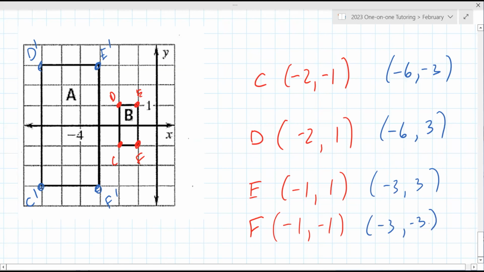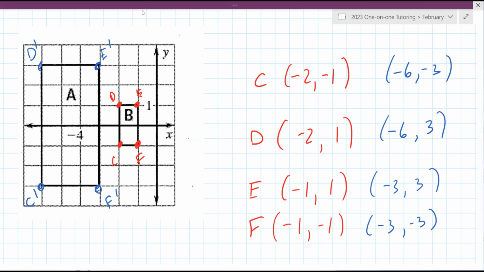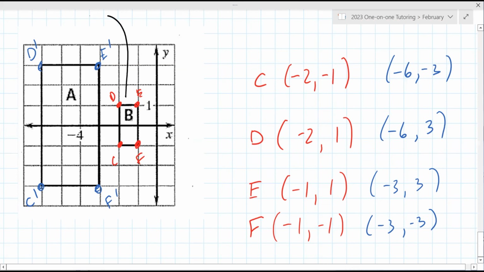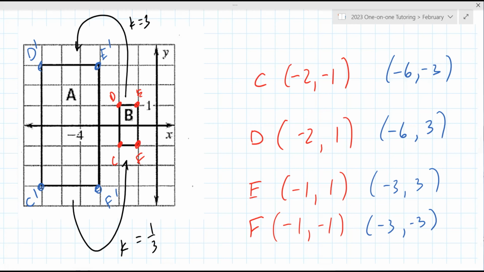And kind of like the last one, it's the same scale factor. It's k equals 3 if you're going from the B to the A. But if you're going the other direction, it's k equals 1/3. Got it. All right. So that'll do it for us for tonight.